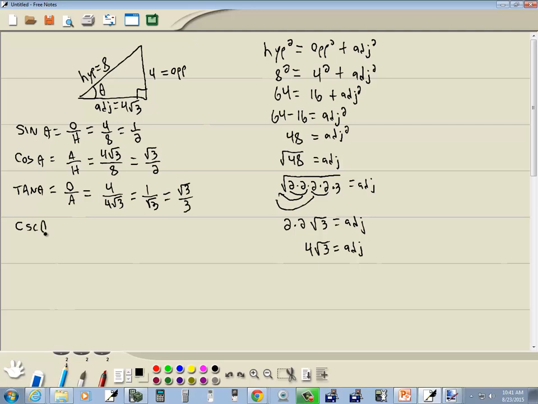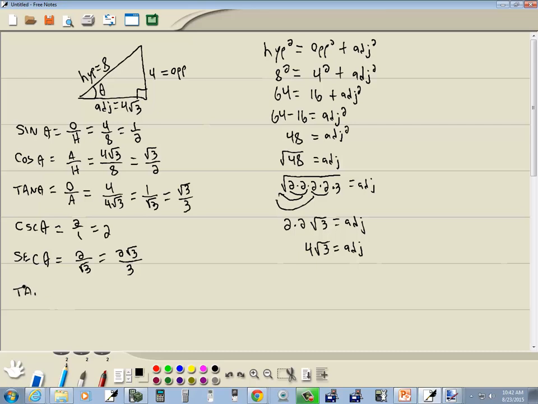Okay, cosecant. Cosecant is sine flipped, so 1 over 2 becomes 2 over 1, which is 2. Secant is cosine flipped. So it would be 2 over square root of 3. And again, we can't have the square root in the denominator, so we'll multiply top and bottom by square root of 3. So I got 2 square root of 3, and down below, square root of 3 times square root of 3 gives us 3.